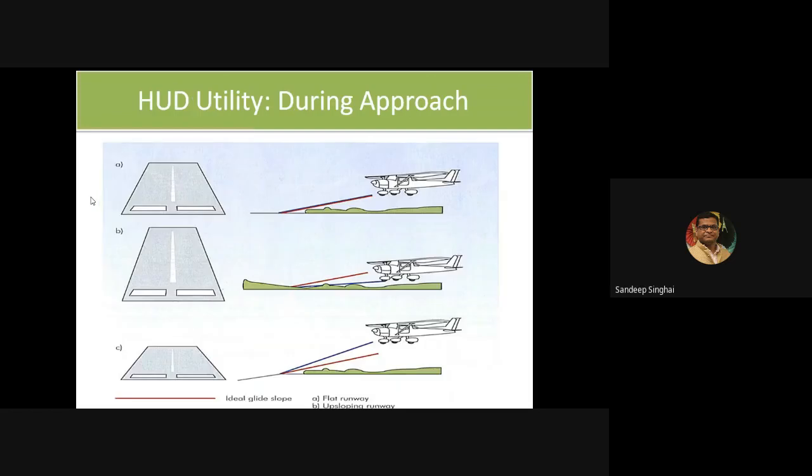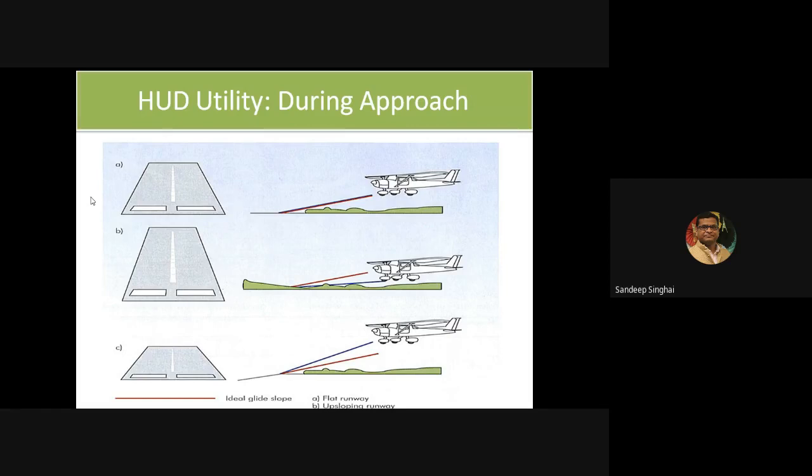Now you can see this picture. If you have some questions, you can disturb me in between. No issues, I will be happy to respond. Here the scenario is that an aircraft is approaching an airstrip. It wants to land. In scenario A, the airstrip is flat, and the pilot is able to see the airstrip wide and clear.